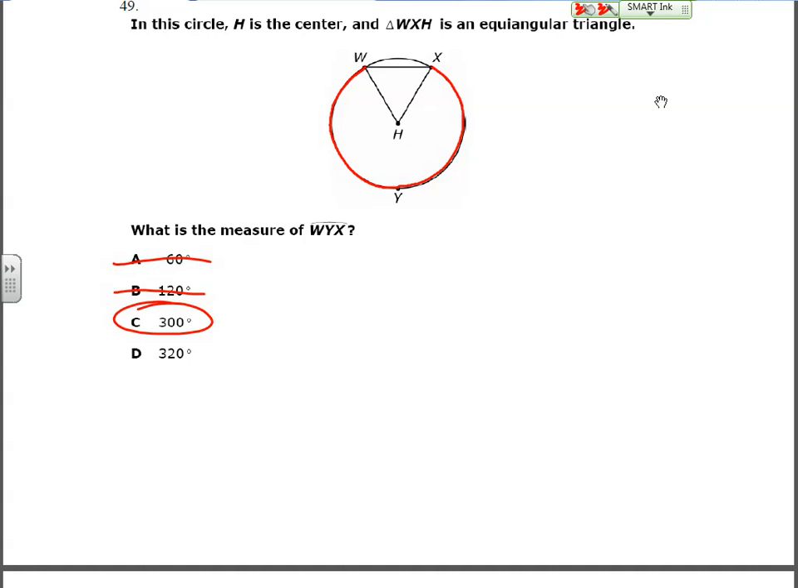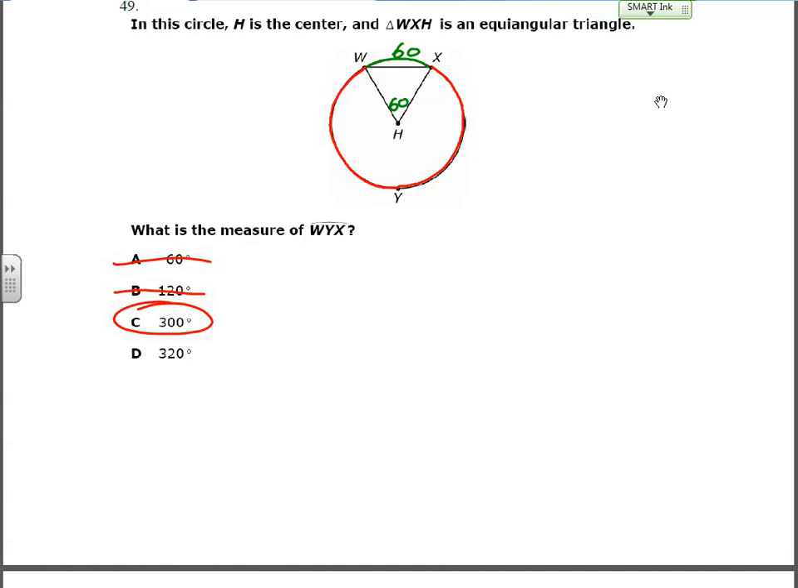Julia? WX is 60. How do you know that WX is 60? Because it's opposite from angle H. And how do you know that angle H is 60? It's an equiangular triangle. So every angle in this triangle equals 60 degrees. Arc WX is the arc formed by angle H, which means the arc length is 60. And if you subtract 60 from 360, which is the measure of the circle, then you've got 300 degrees left.